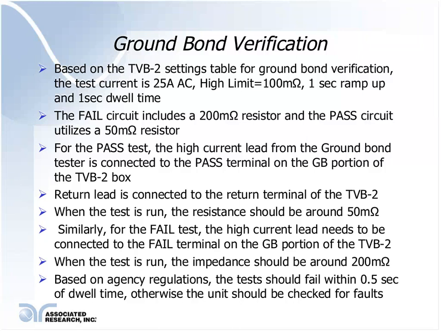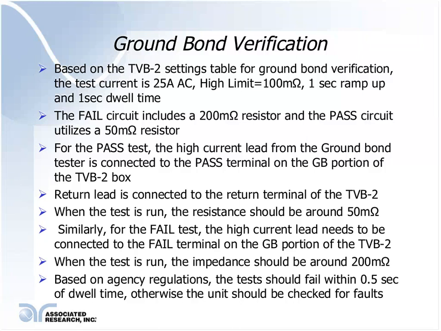What we're going to do here is set the ground-bond unit to a current of 25 amps AC. This is right out of that table again, and you will be able to access a copy of this presentation, so you can look at that table later on again. So the ground-bond unit will be set at 25 amps AC, a high limit of 100 milliohms, a 1 second ramp-up time and a 1 second dwell time.